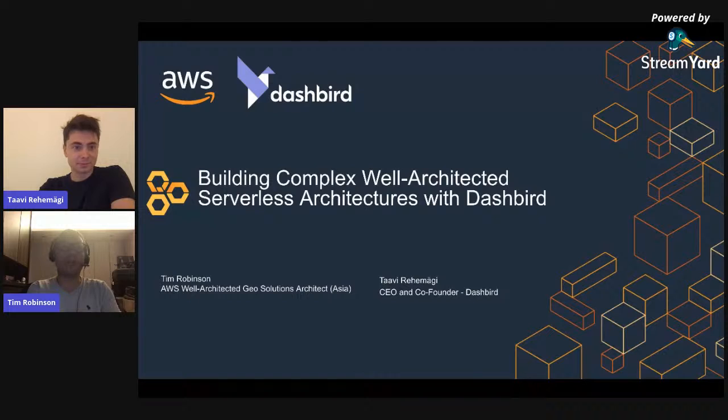My name is Tim Robinson. I work for AWS. I'm what we call a well-architected geo solutions architect. I've been responsible for the last 2 years for building out well-architected across Asia. We've pushed very hard from a well-architected perspective in the last couple of years, and especially in Asia, I've spent that time dedicated to driving best practice within our partners and also with our customers.